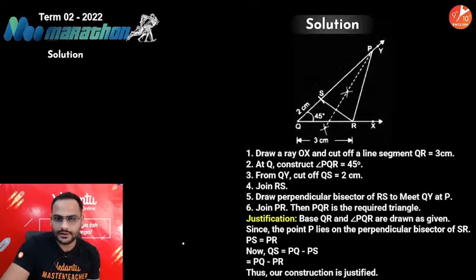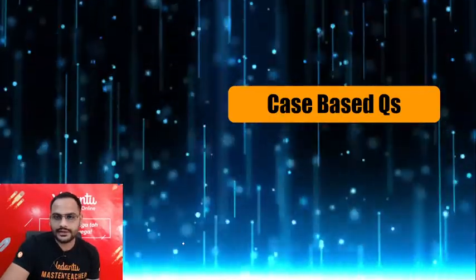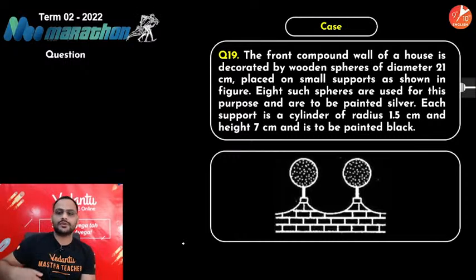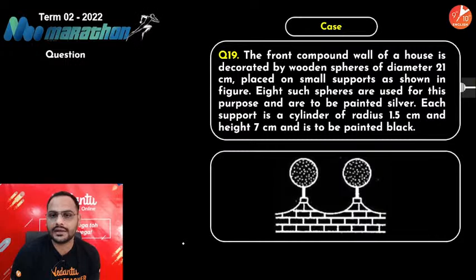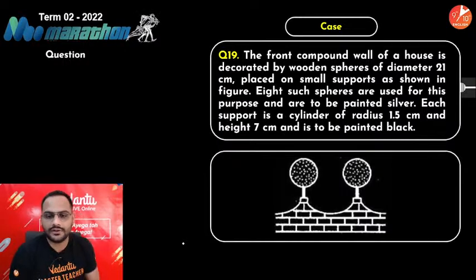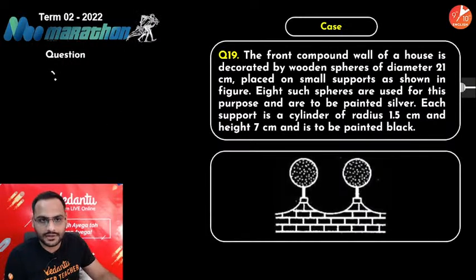Okay, चलो let's move ahead. Next question देखते हैं. Case based questions now. ठीक है, case based questions देखो. First question क्या है? The front compound wall of a house is decorated by wooden spheres of diameter 21 centimeter. फ्रंट कंपाउंड वॉल है हाउस का, डेकोरेटेड बाय वुडन स्फीयर्स है, डायामीटर 21, तो रेडियस क्या हो जाएगा बेटा?